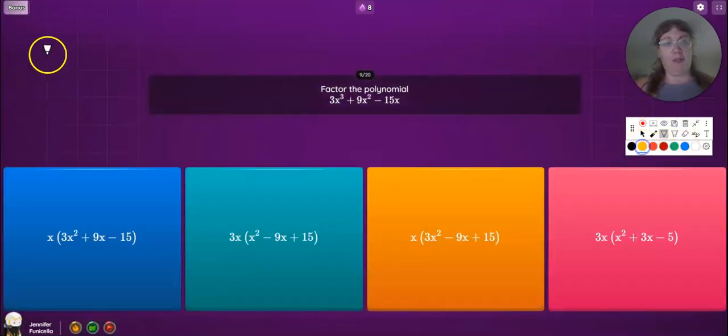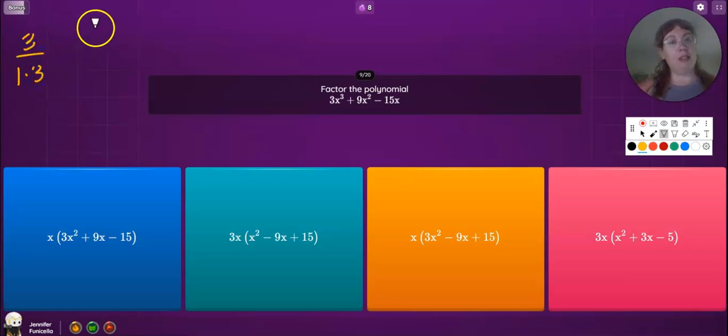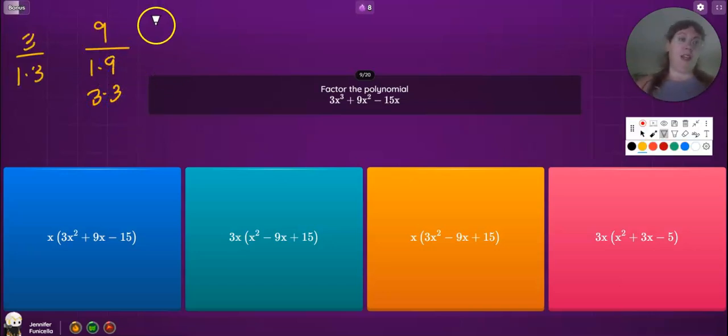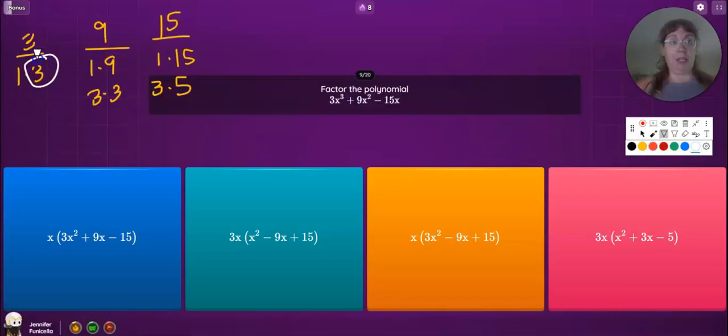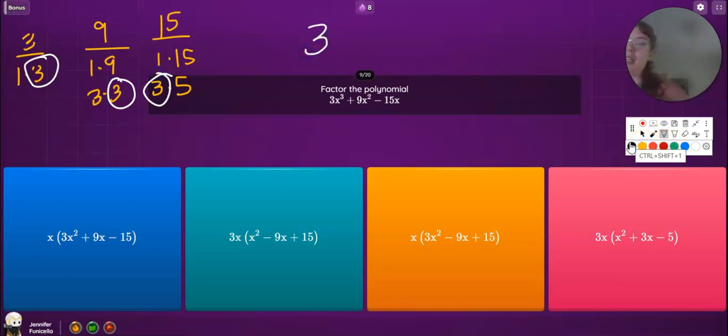Alrighty, continuing to factor. 3, looking at our numbers first, is 1 times 3. 9 is 1 times 9 and 3 times 3. And then 15, 1 times 15 and 3 times 5. You don't have to write these out every time like I am doing. If it helps your brain, by all means, please do it. If you're able to see what the GCF is without doing that, that's totally fine.